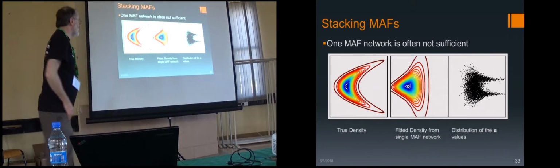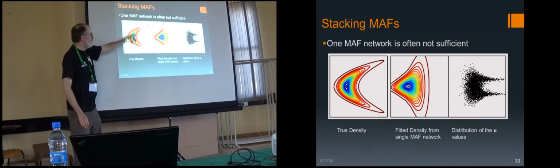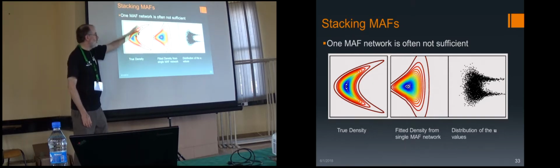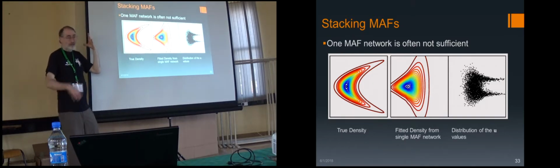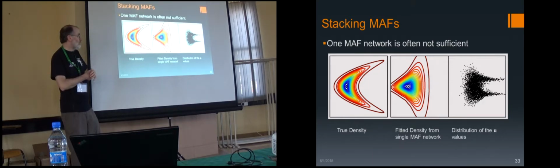So here's an image from their paper. They created this two-dimensional distribution. It's very non-Gaussian, kind of a warped thing. You know, I guess it's more like a spaceship or something.